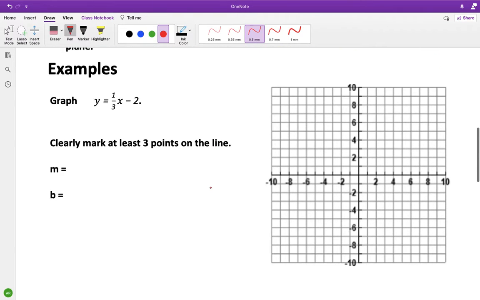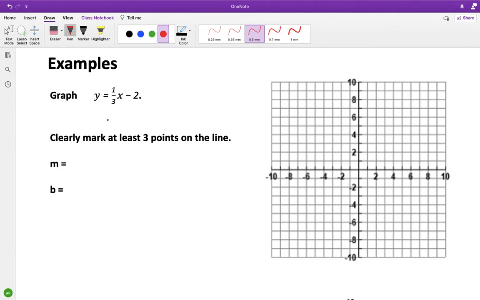All right, let's look at some examples here. So if we're looking at the example y equals 1/3 x minus 2, I want to graph that line and clearly mark 3 points on the line.